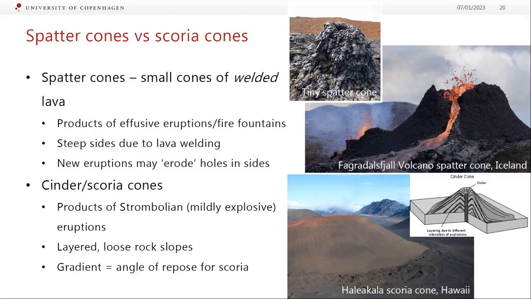And of course, we talked about cinder cones. These are from Strombolian eruptions, which are mildly explosive. Because the material is being thrown higher up into the air and it's not really making a lava flow, we're just getting these blocks, these bombs of scoria. The slope of these is essentially determined by the angle of repose, the maximum gradient that you can stack scoria in a pile. So they're never steeper than about 40 degrees, and this is the same scoria cone that I've shown you before from Haleakala in Hawaii. By comparison, spatter cones can be really steep, and they can be quite small in some cases, depending on the size of the vent and how much lava is flowing out of it.